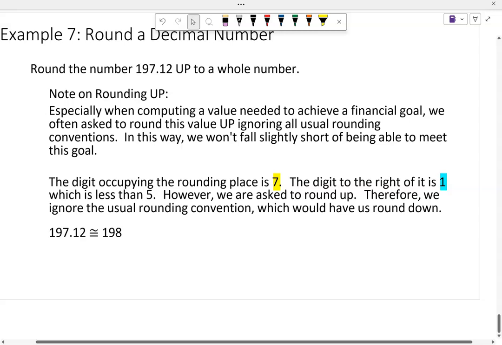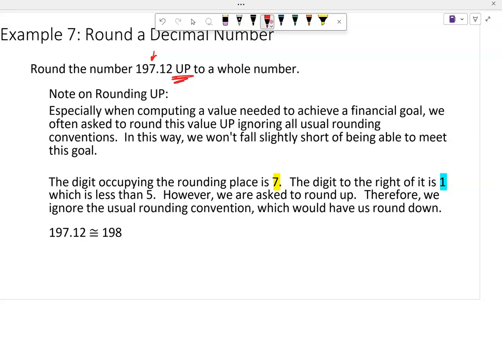Now, if they ever use the words round up, that's where they're saying, we don't care what it is. Forget your rules. Just round up to a whole number. So usually, you're looking at the 7 and the digit to the right of it, the 1, and we would leave it 197. But the rules are out because they said, just round it up. Okay, we'll round it up.